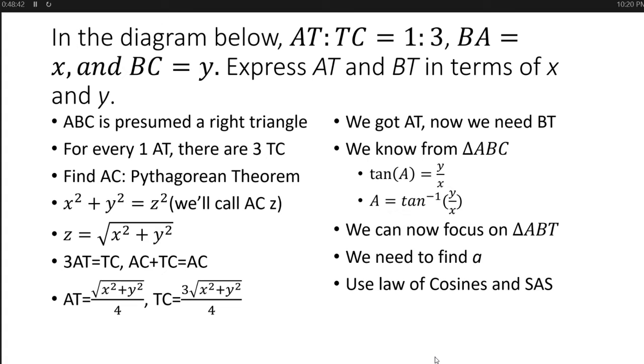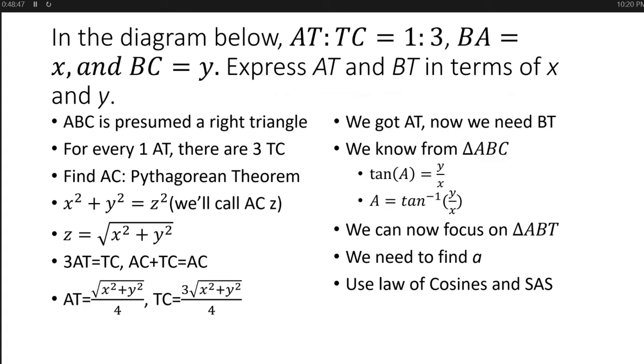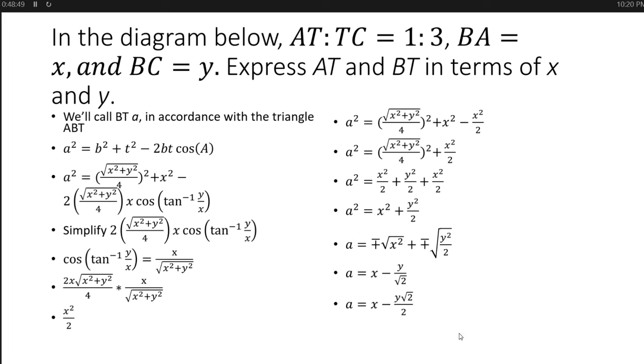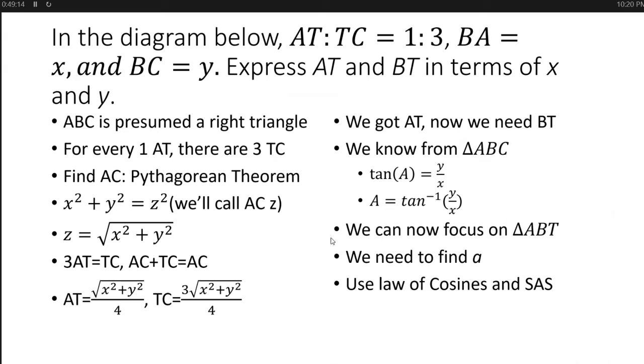We need to find BT, so we'll use law of cosines because we have a side angle side. All right, we'll call BT a in accordance with triangle ABT. A squared is B squared plus T squared minus 2BT cosine A. That's just law of cosines. So we'll just start plugging. A squared is B squared, which is this opposite of B, which is root x squared plus y squared over 4.